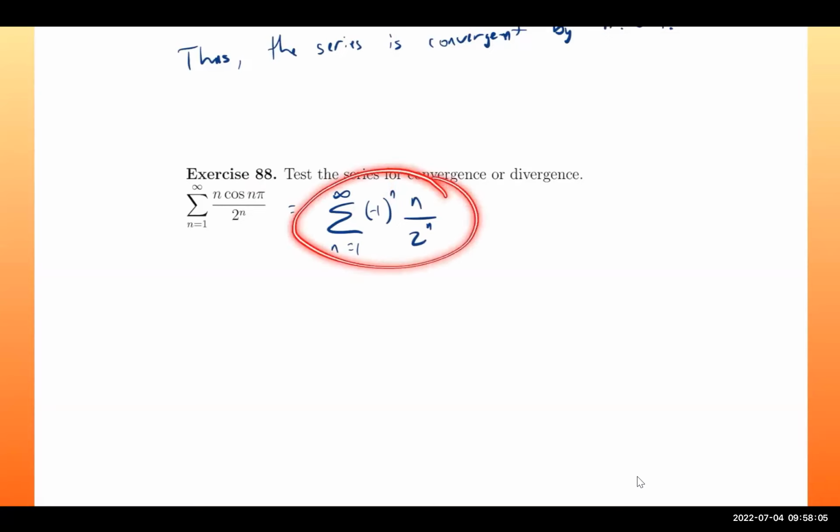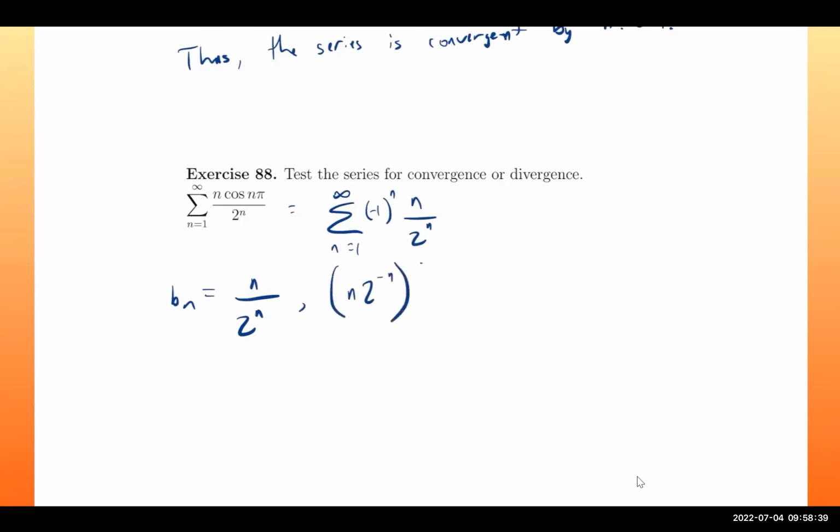All right, so now it's in a nicer form for us to consider for an alternating series test. So let's let b sub n equal n over 2 to the n. Once again, you're probably going to have to do the first derivative to verify that this is decreasing. If you do the first derivative test, you will see that it is, because the denominator is growing faster than the numerator. So let's just do the first derivative test. That's going to look like this: n times 2 to the negative n.